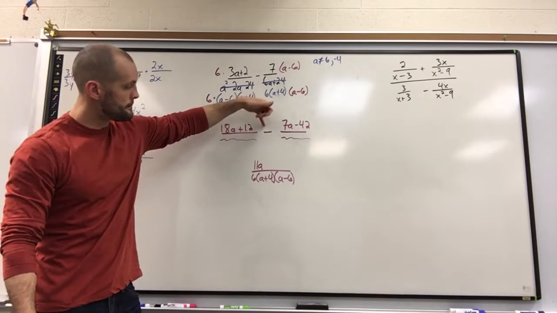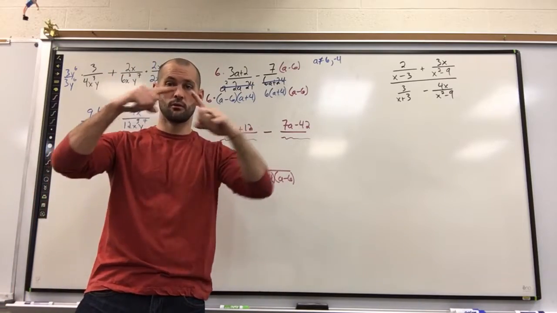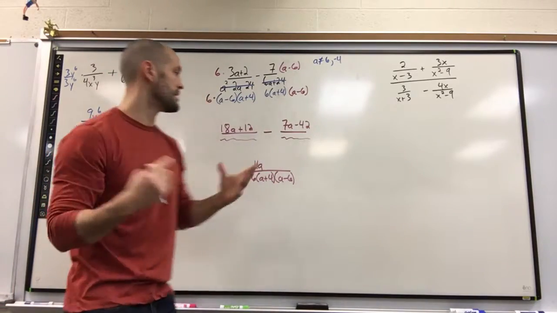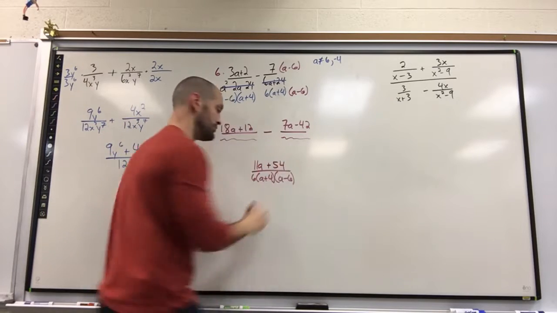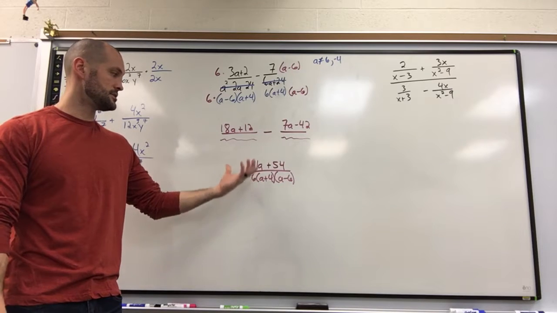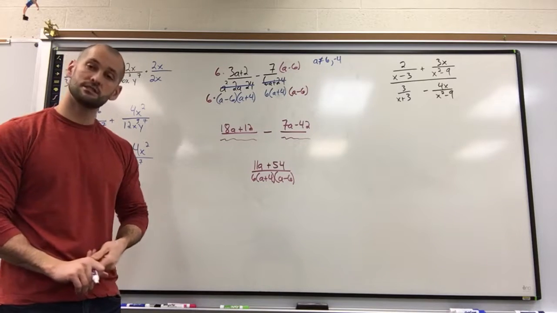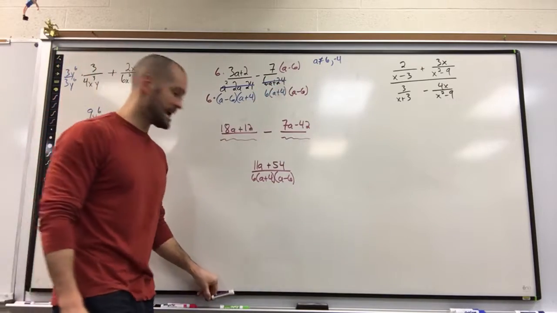So it's 12 minus negative 42. Minus negative, negative, negative, positive. So you're adding them now, which will give us 54. Done. Once they have like denominators, you can combine like terms, and we have a single expression as our answer. Okay. Woo! Fat Daddy Nasty coming up.